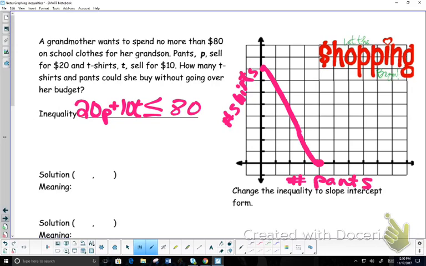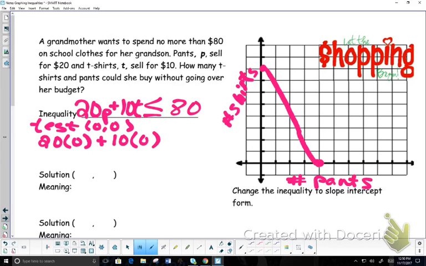We need to decide where to shade. How do we do that? We can't use the above and below rule, because we don't have a variable by itself, so we have to use a test point. What test point would you like to do? If we test 0, 0, we would say 20 times 0 plus 10 times 0, which equals 0. Is 0 less than or equal to 80? Yes, so we would shade below.